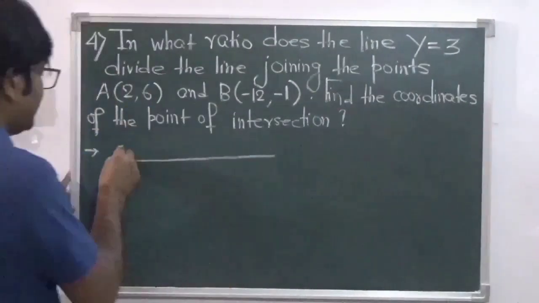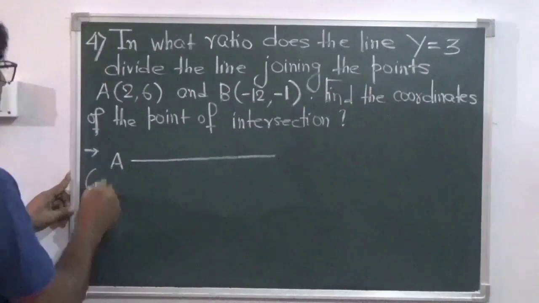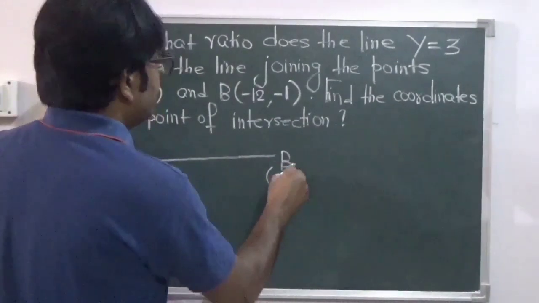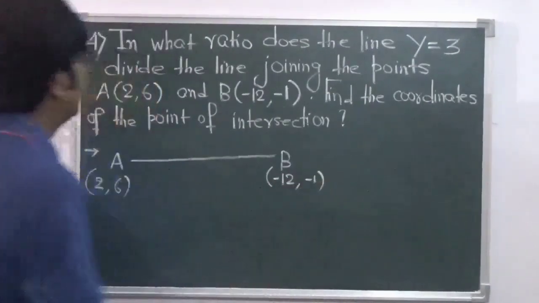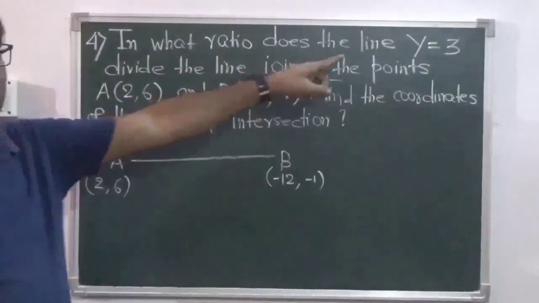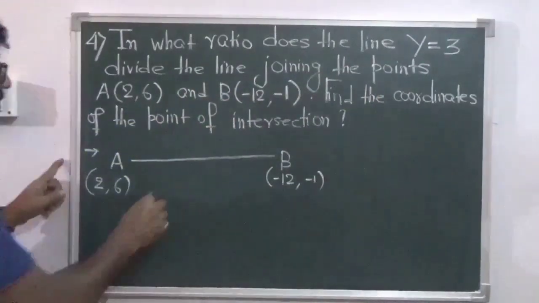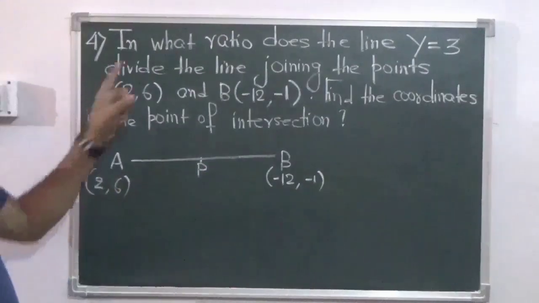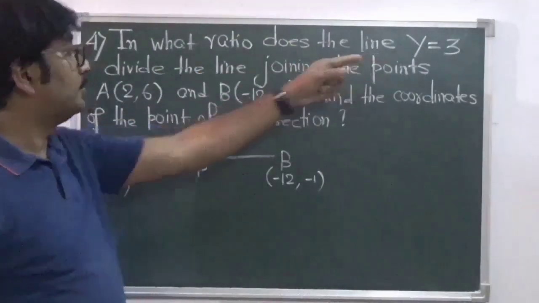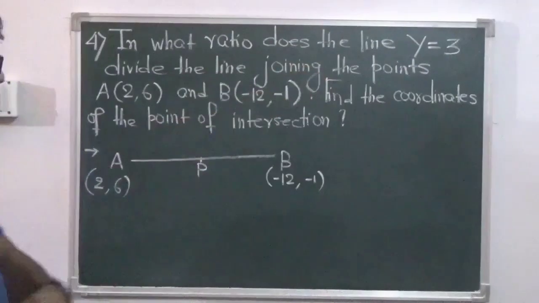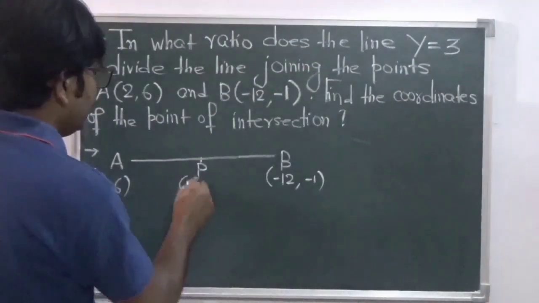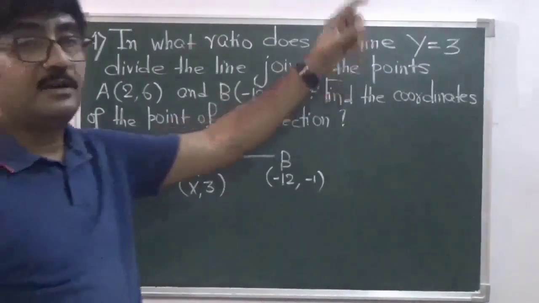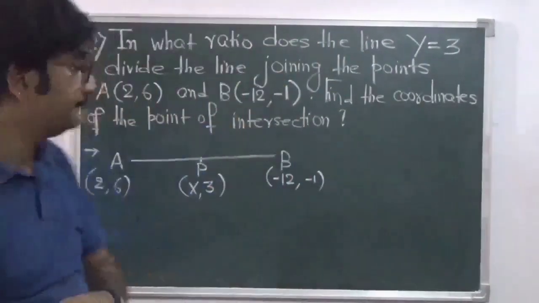This is the line segment joining the points A (2, 6) and B (-12, -1). In what ratio does the line y equals 3 divide the line joining the points? Let the point be P. Since the line is y equals 3, the coordinates of this point will be (x, 3). The value of y is 3, which means it is a line parallel to the x axis.